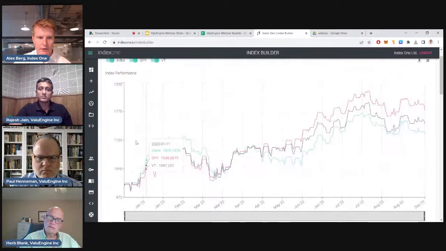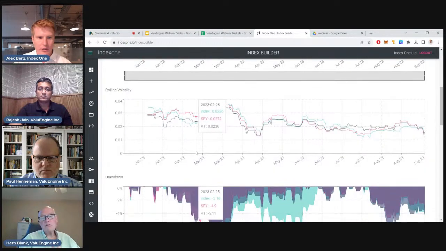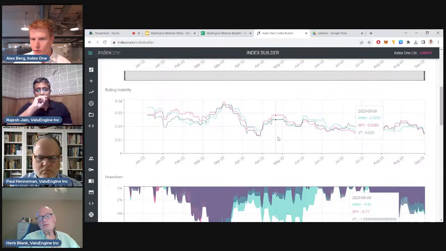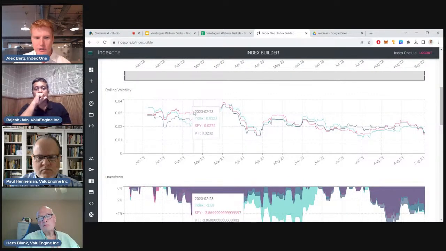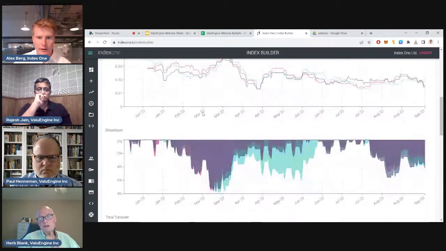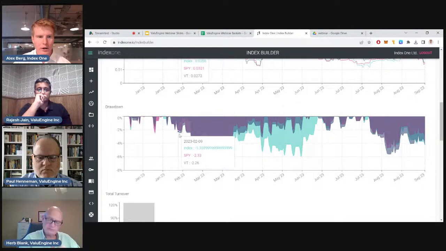And what we can see here, firstly, is the performance of the basket we just uploaded. We can see the rolling volatility. In this instance, over the course of this year, volatility has gone down as the year has progressed. I think that's roughly in line with the overall market as well.